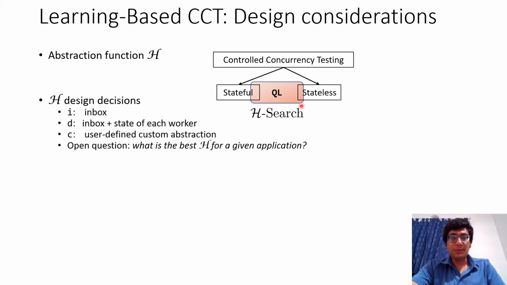In our own experiments, we had several design choices. For actor-based systems, we could either choose to track just the inbox of in-flight unprocessed messages, or a default abstraction where we track the inbox along with the state of every actor or worker, or we could choose to have a completely user-defined custom abstraction. And the open question here is, what is the best abstraction function for a particular application?